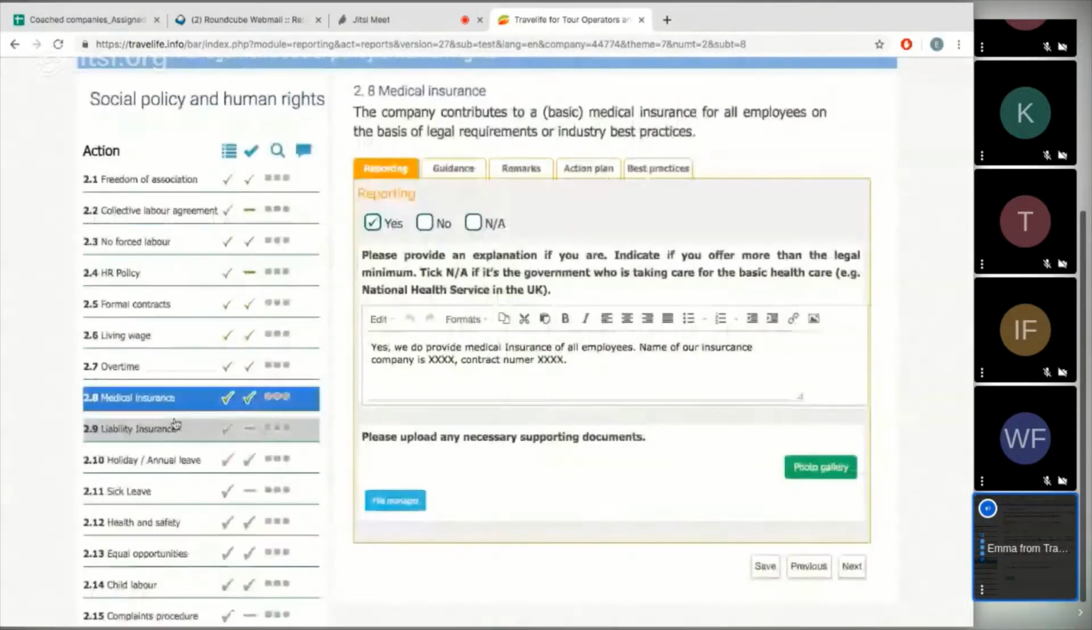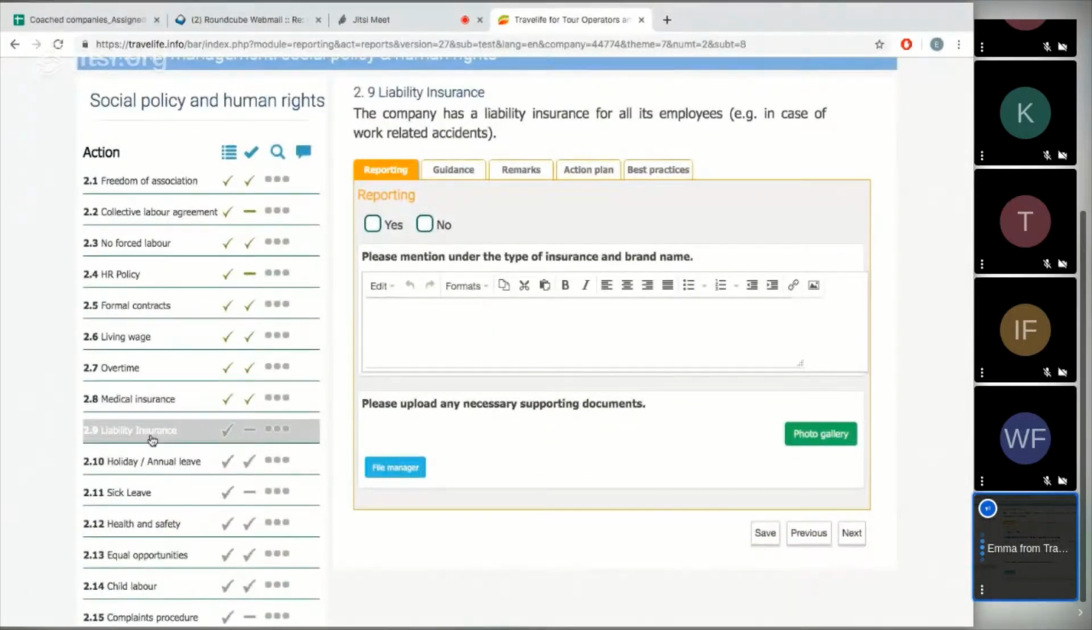So 2.9 is liability insurance. So whether your company has a liability insurance for all its employees, of course, in case of work-related accidents. This is non-mandatory, as you can see, but of course, it's good to have this in place to secure your employees. Please mention then the insurance type and the brand name.